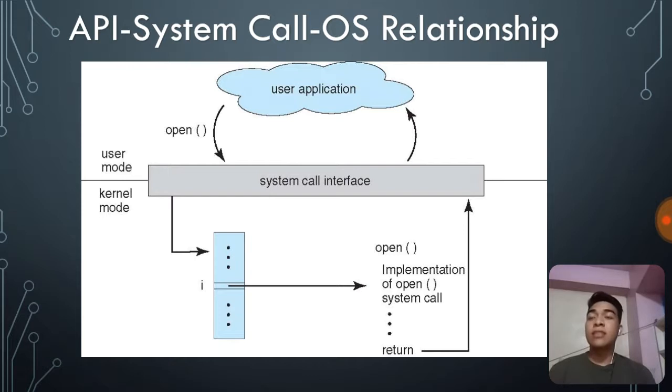So that's how a system call works in bridging the function from the user mode to the kernel mode and back to the user mode to run the application. So that's how the API, system call, and OS relationship works.